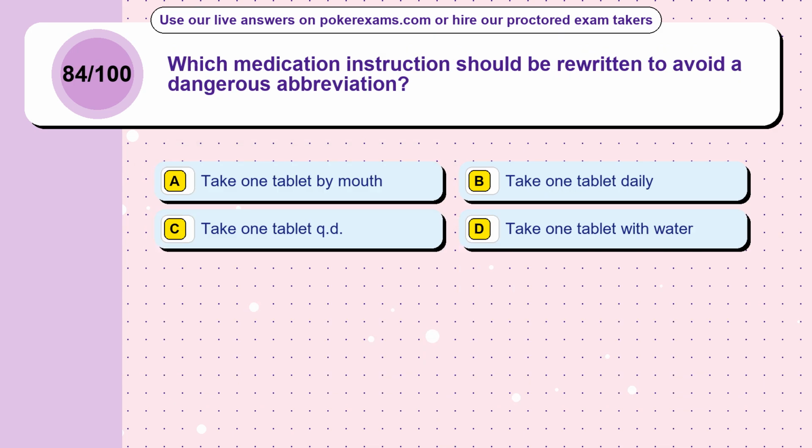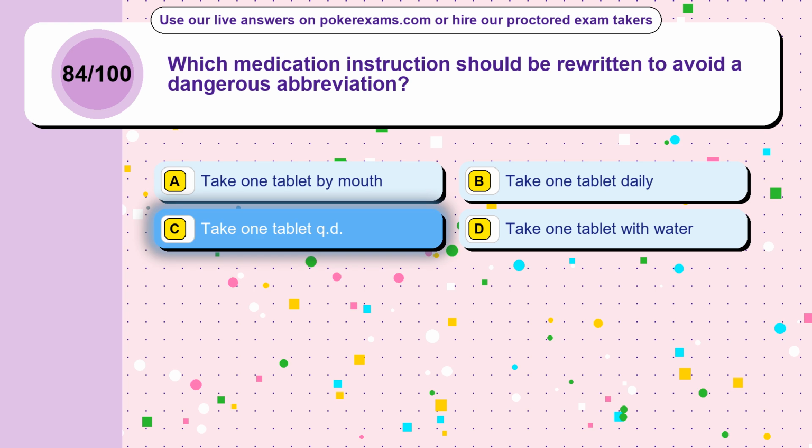Question 84. Which medication instruction should be rewritten to avoid a dangerous abbreviation? Option A, take 1 tablet by mouth. Option B, take 1 tablet daily. Option C, take 1 tablet QD. Option D, take 1 tablet with water.